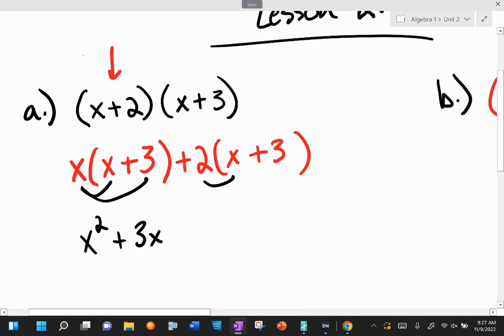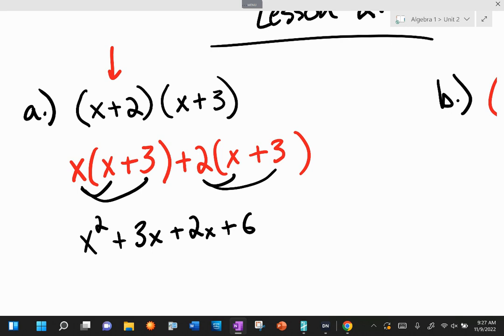Okay. And then we'll do the same thing with the 2. So 2 times x will be 2x, and 2 times 3 will be 6. Now your last step is just to combine like terms. Like terms are same variable and same number of exponents. So there's nothing to combine with the x squared. You can combine the two x's together. So 3x plus 2x will be 5x plus 6.